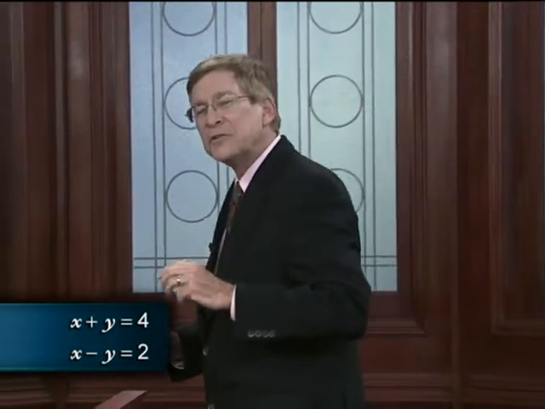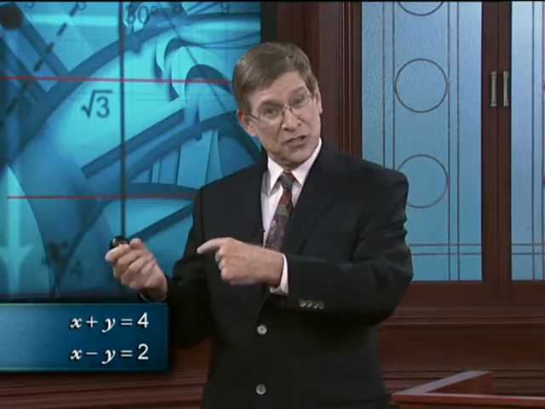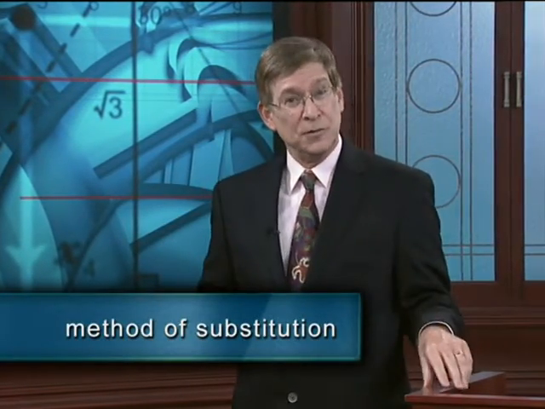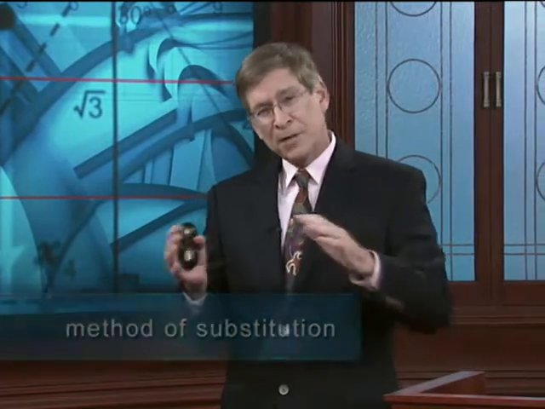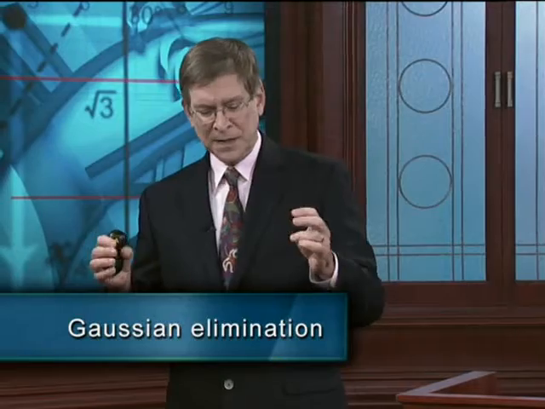Now, there are lots of ways of solving such systems. You might notice right away that if you were to add these 2 equations together, you would immediately eliminate the y variable, wouldn't you? And you would have 2x equals 6, which means x is 3, and then using that value, you could find the y value. Or you could do what we like to call method of substitution, which I'll show you in a minute. But the third method, the most important method, Gaussian elimination, has the advantage that it works for large systems.